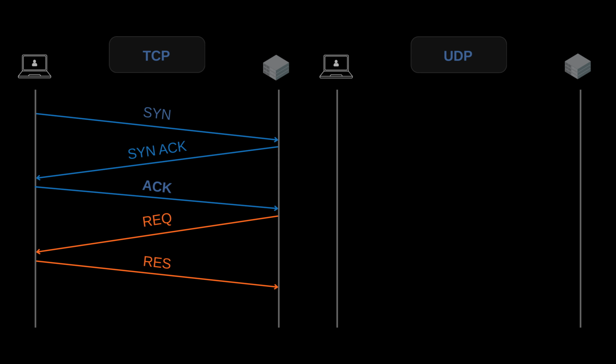With UDP, there's no need to establish a connection. Packets can be sent immediately. There are other differences between these protocols, but the main reason WebRTC uses UDP is for low latency.